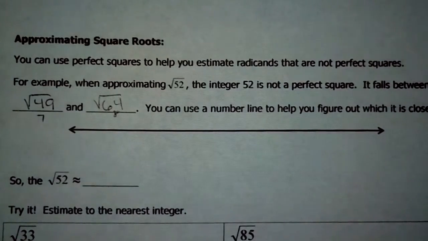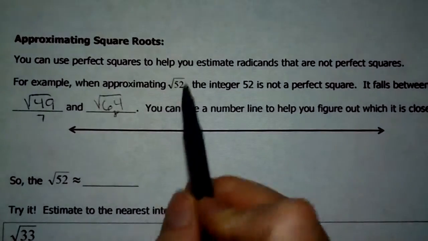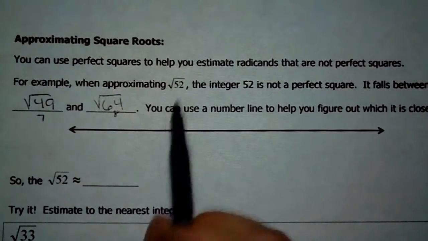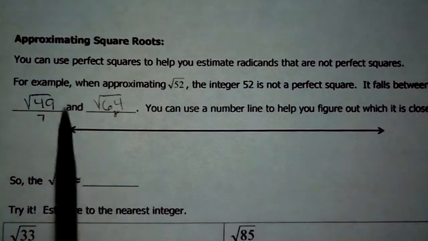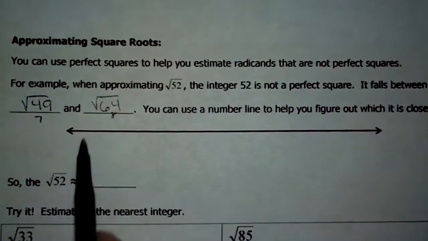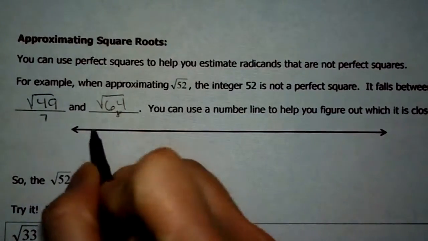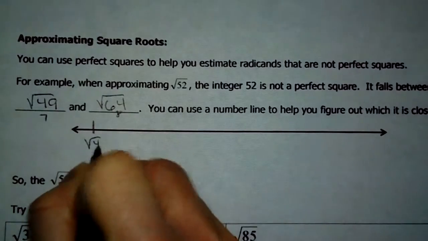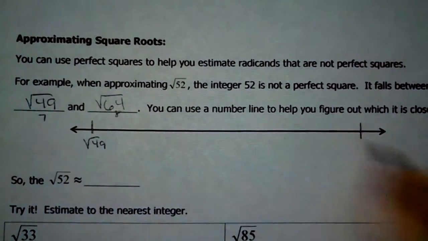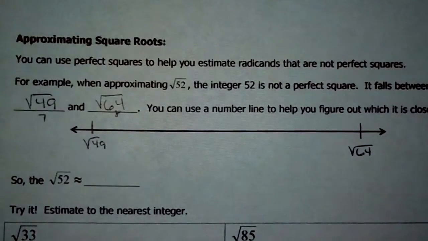All right, so the way to use a number line for this, you take a look at what's given. It's the square root of 52, and if you figure out which two perfect roots it's between, that's a great starting point. That lets me know where I can start and end my number line. So at the beginning I'm going to put the square root of 49, and at the end, I'm going to put the square root of 64, because I know the square root of 52 is between there.